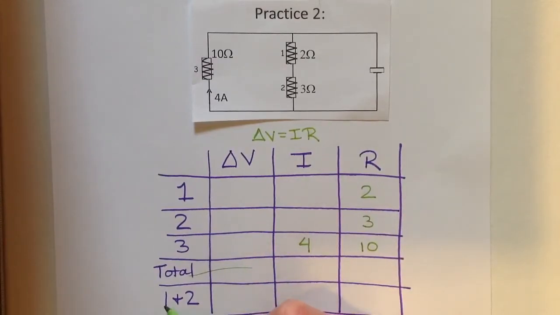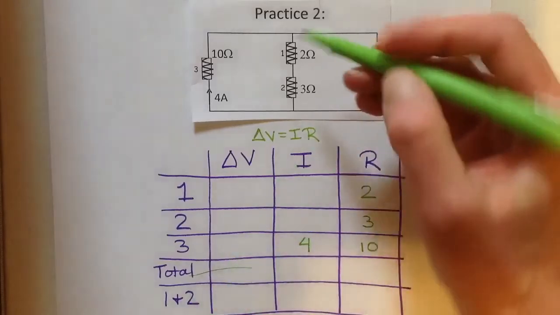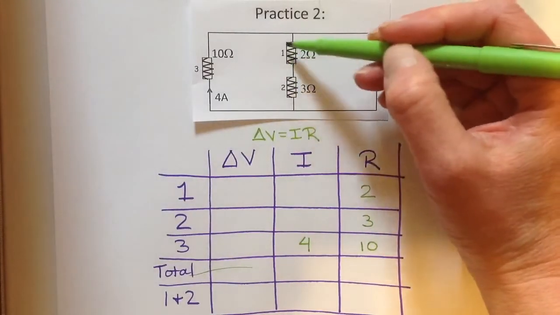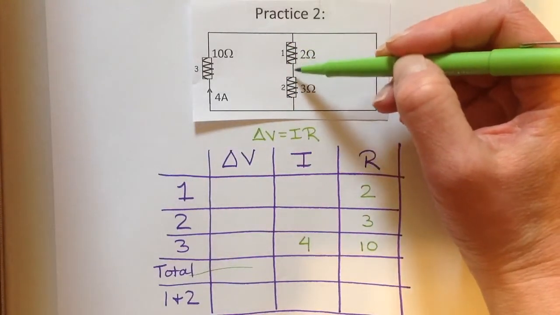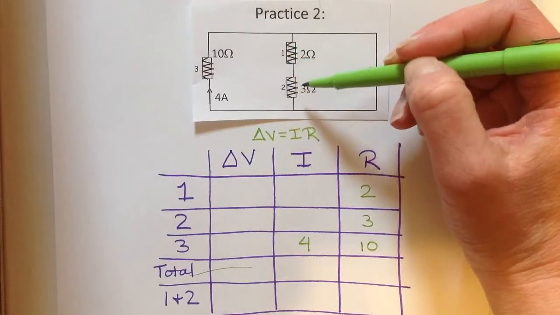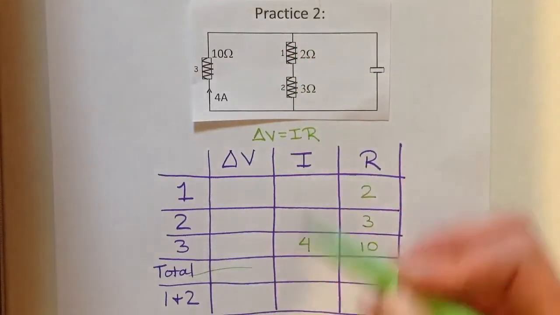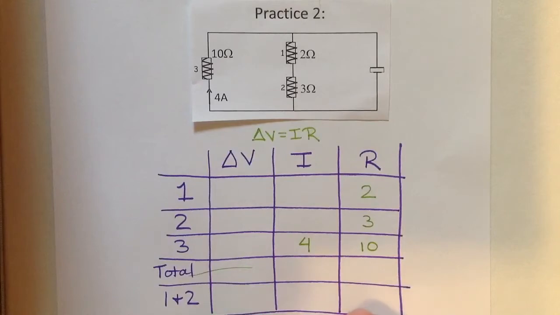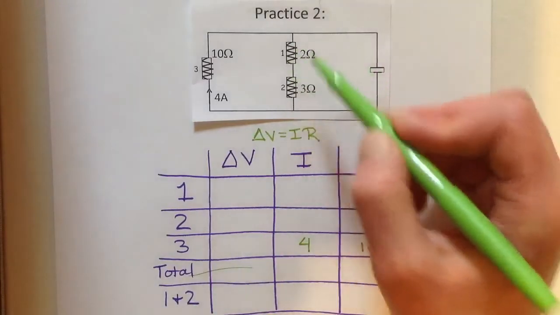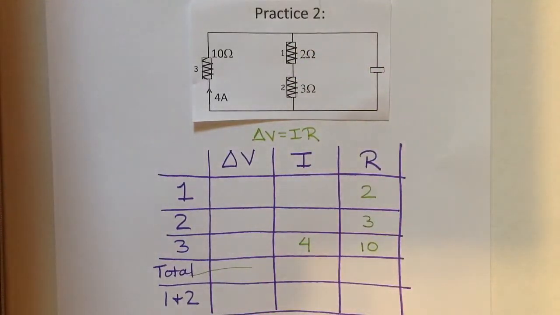This row that I have here, labeled 1 and 2, is referring to the combination of resistors 1 and 2. They're in series here along this parallel branch, and so it's going to be helpful, and you'll see this in just a second, to think about them together at some points. So you can add rows as you need them onto your VIR chart.